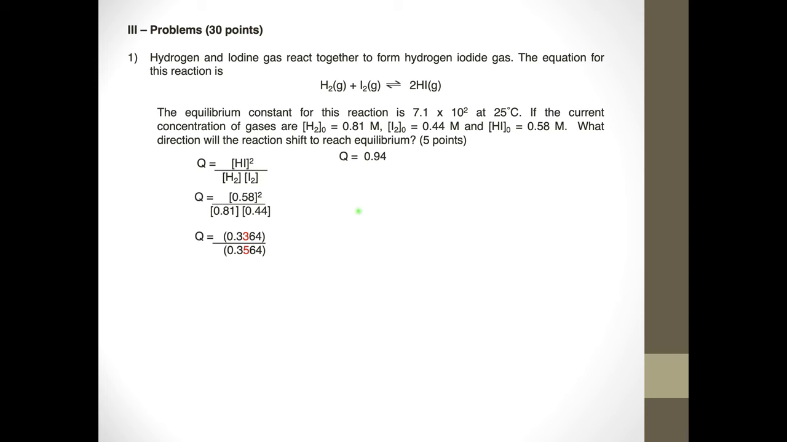When you compare Q to the Kc, you can see that Q is going to be lower than the constant of equilibrium. Because of that, the equilibrium is going to shift to the right, so we can increase the concentration of the HI until you reach equilibrium. That's why the equilibrium turns to the right, because Q is smaller than the constant of equilibrium established here.